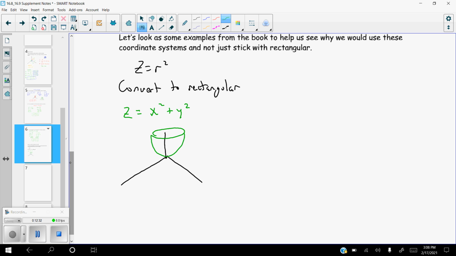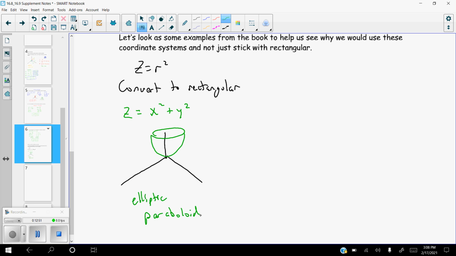This is an elliptic paraboloid, right? Parabola in two directions, and an ellipse or circle in this case on the top one. So it's an elliptic paraboloid. I think I spelled that right.